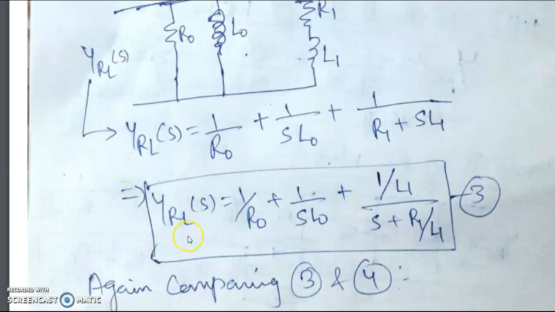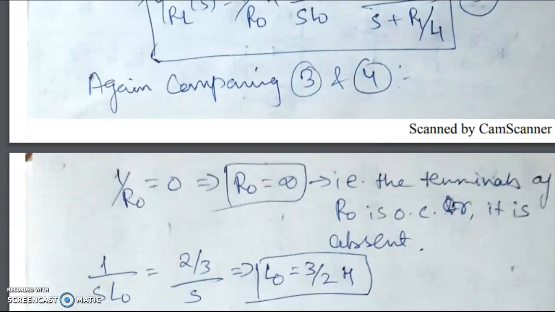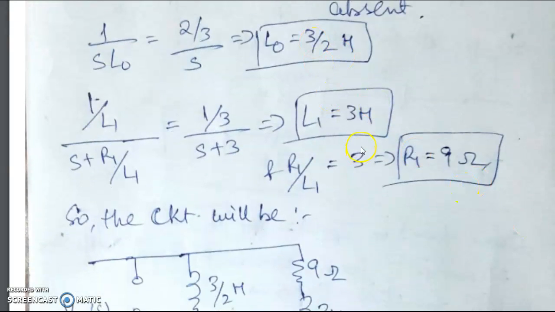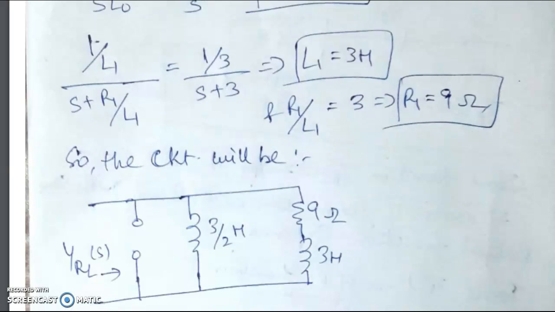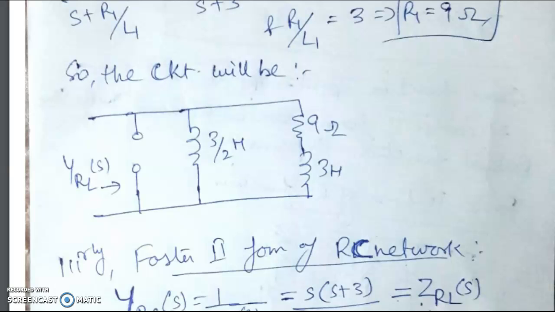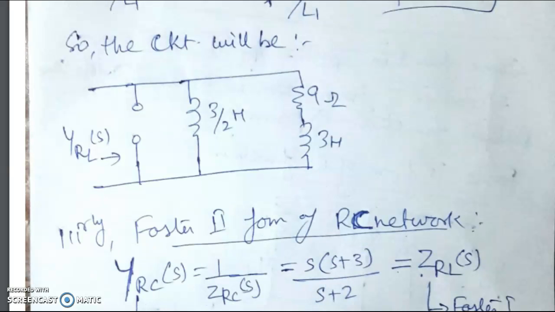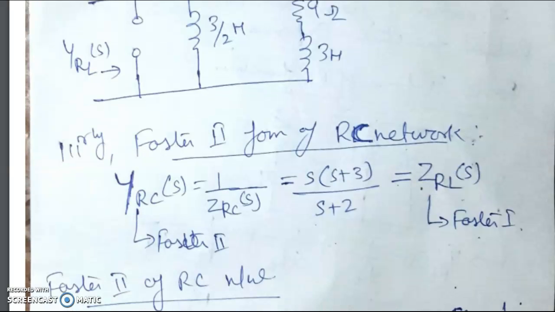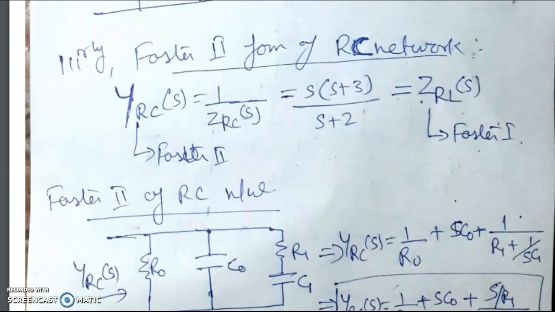According to this network, the admittance function of the RL network will be written as in equation 3. On comparing equation 3 and 4, we see that R0 is equal to infinity, L0 is equal to 3 by 2 Henry, L1 is equal to 3 Henry and R1 is equal to 9 ohm. So the circuit of the RL admittance function is this. So with the same function, we obtain the Foster 2 form of the RL network and the Foster 1 form of the RC network. Now we will obtain the Foster 2 form of the RC network.